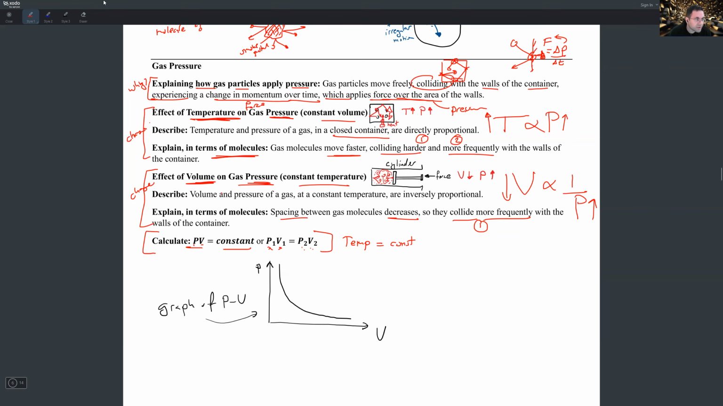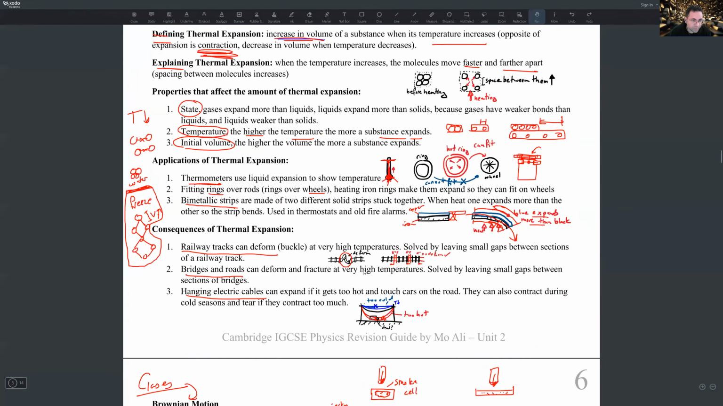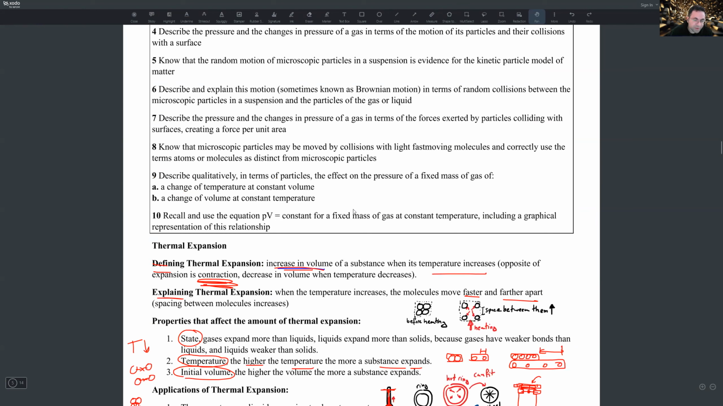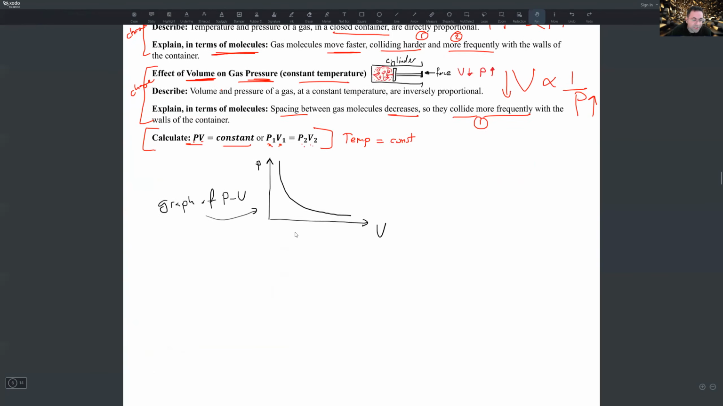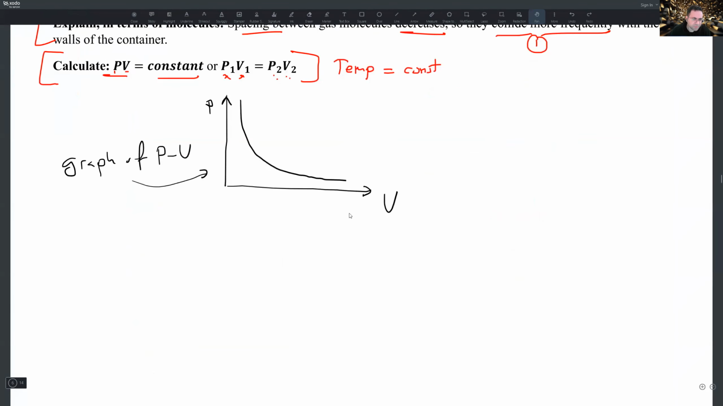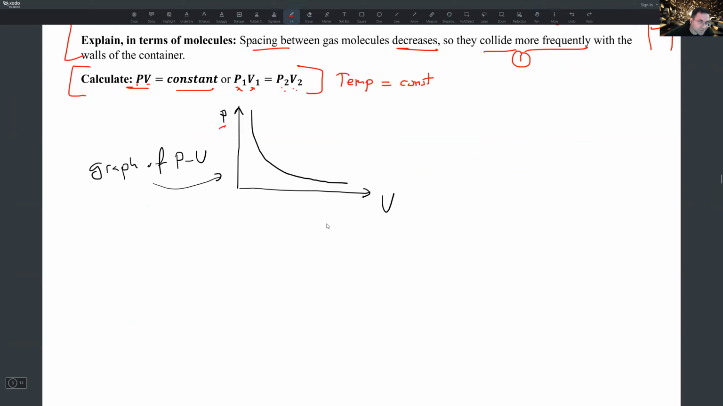Now, one of the last features here in the checklist, if you remember, was to recall and use the equation PV equal constant or P1 V1 equals P2 V2 for a fixed mass of gas at constant temperature, including a graphical representation of this relationship. Graphical representation means a graph of P and V, pressure and volume. Since pressure and volume are inversely proportional, what will happen? The more the volume increases, the more the pressure decreases. So it looks like this.